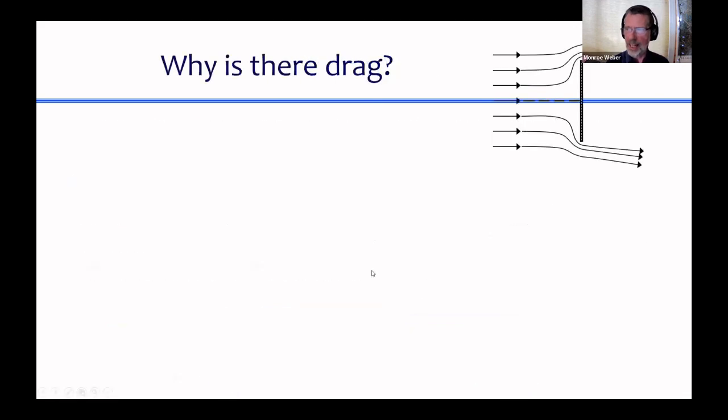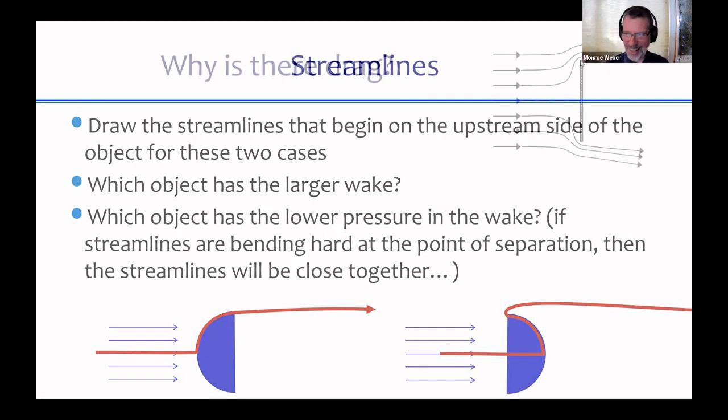So let's do the next slide. I'm switching geometry here to a flat plate, and we have a flat plate with flow coming at it, and the streamlines are going around the plate, and you can see that there's flow separation.